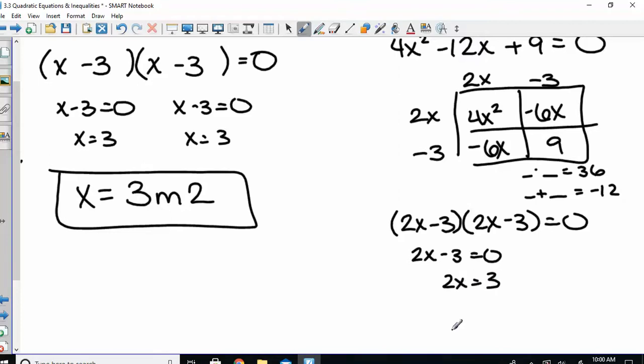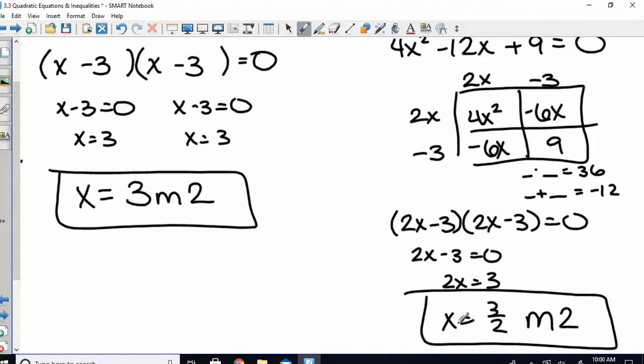So 2x equals 3, which means x equals 3 halves. But what's the multiplicity there? X equals 3 halves and 2. It showed up twice because I had two parentheses that were like that.